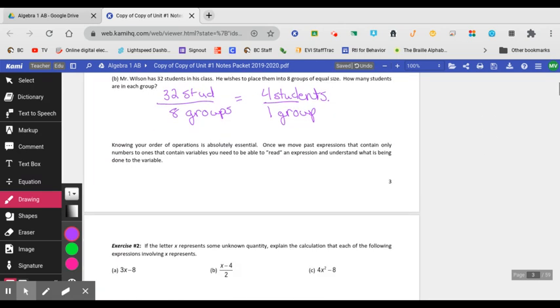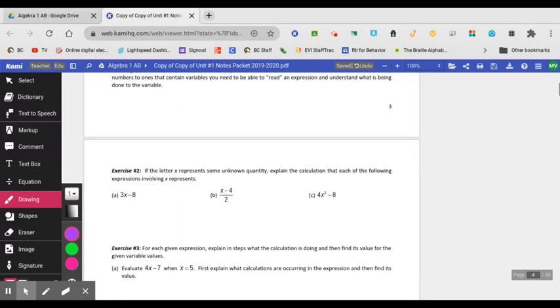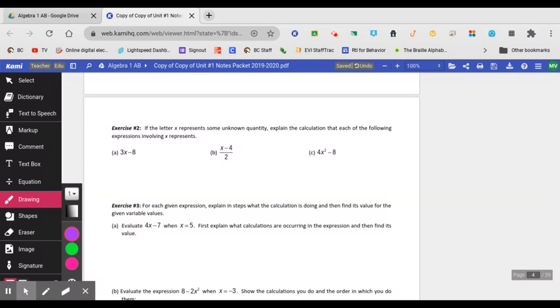Knowing your order of operations is absolutely essential. Once we move past expressions that contain only numbers, to expressions that contain variables, you'll need to read the expression and understand what's being asked. Exercise 2. If the letter x represents some unknown quantity, explain the calculation for each of the following expressions below. So we're really just writing this in words. So it's 3x minus 8, so that means 3 times some number, x, subtract 8.